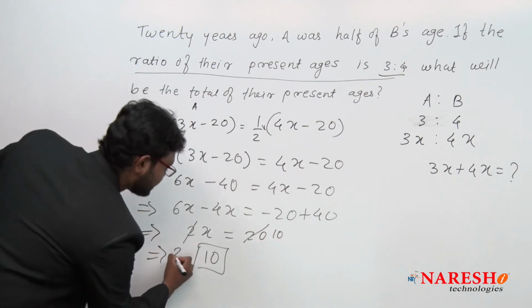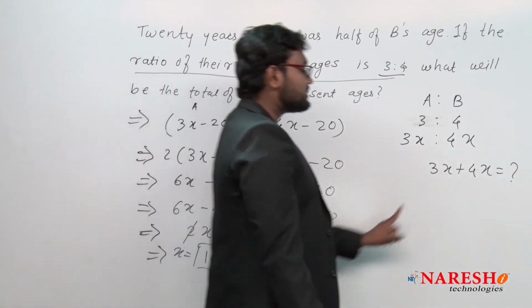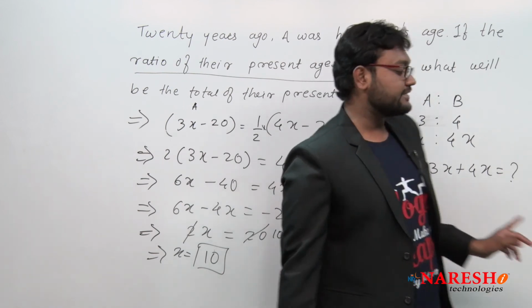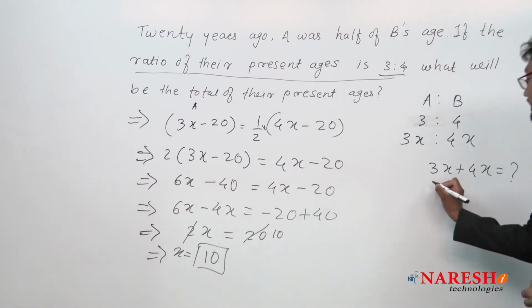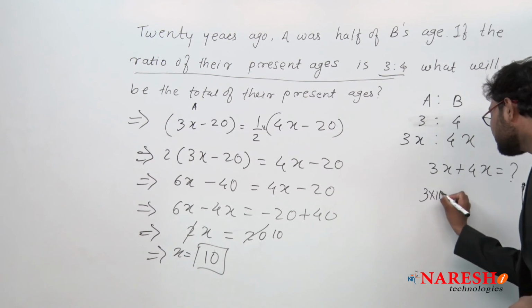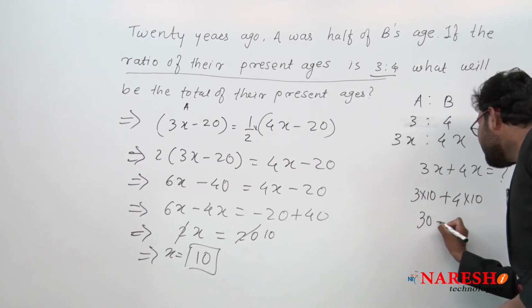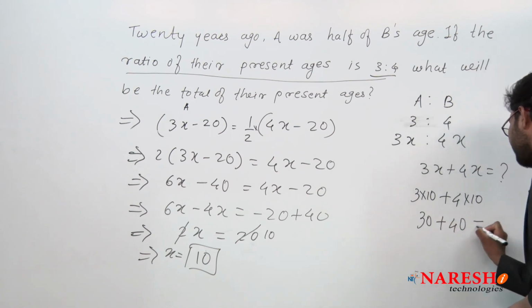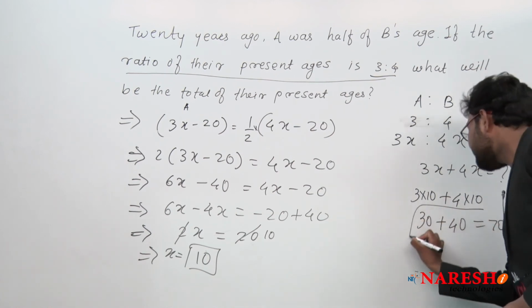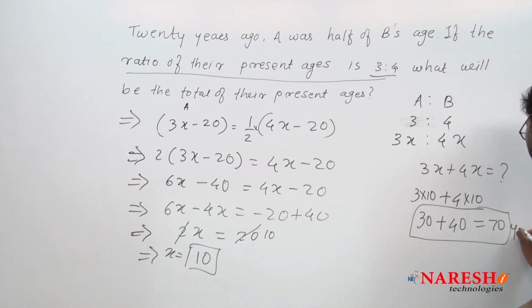The value of x we are getting is 10. Now we have to use this value of x in this equation. Here we are putting 3 into 10 plus 4 into 10. 3 into 10 is 30, plus 4 into 10 is 40, and we get the sum of their present ages, which is 70 years.